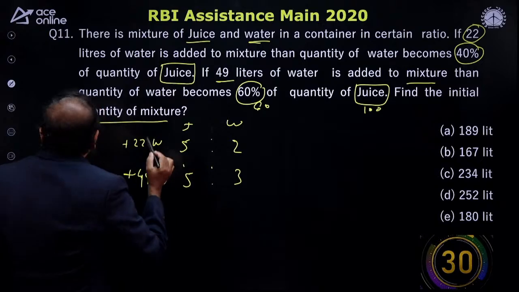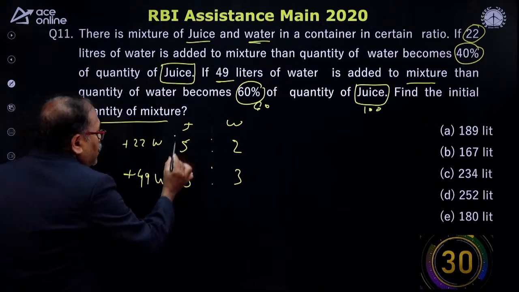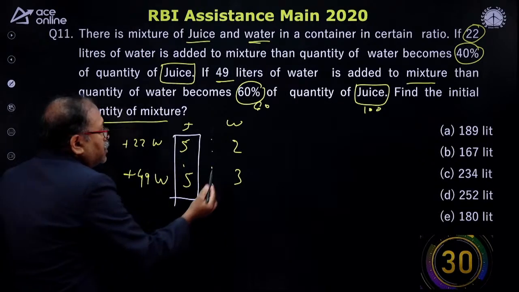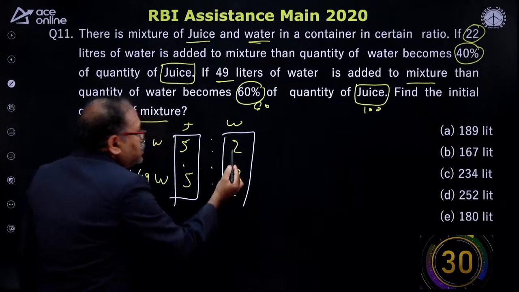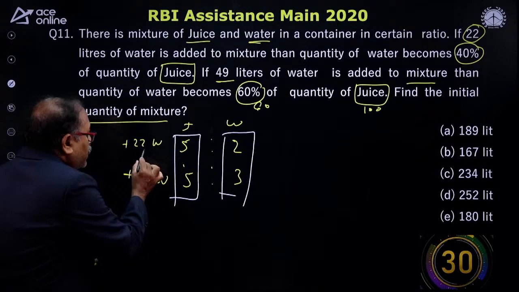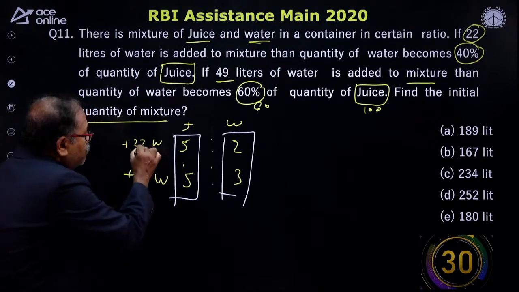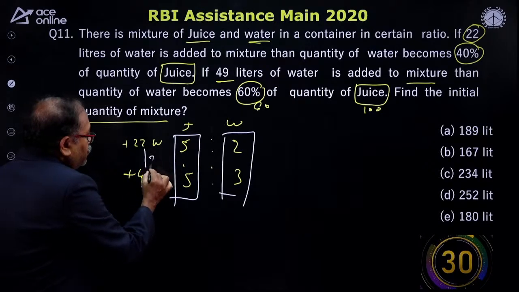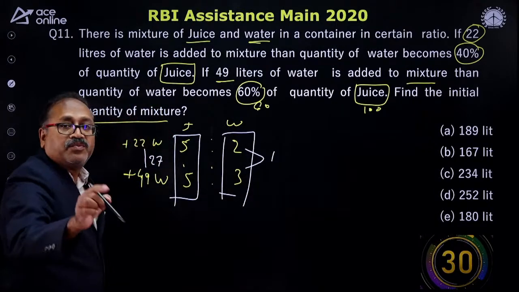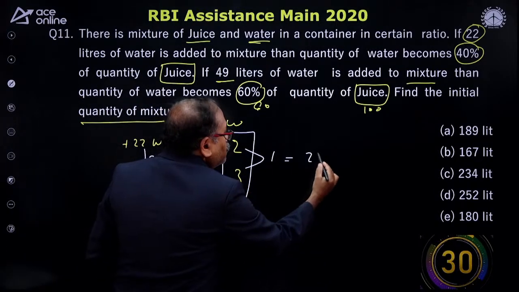What is it that remains the same? The juice remains the same. Aman ji, if you are on the board, look, the juice remains same. As water is added, in the first case the water is 2 parts, and after that it is 3 parts. Why? Because you have added more water in the second case. How much more water have you added? 27 liters more. So the water is how many parts more? 1 part more. So 1 part is equal to 27.